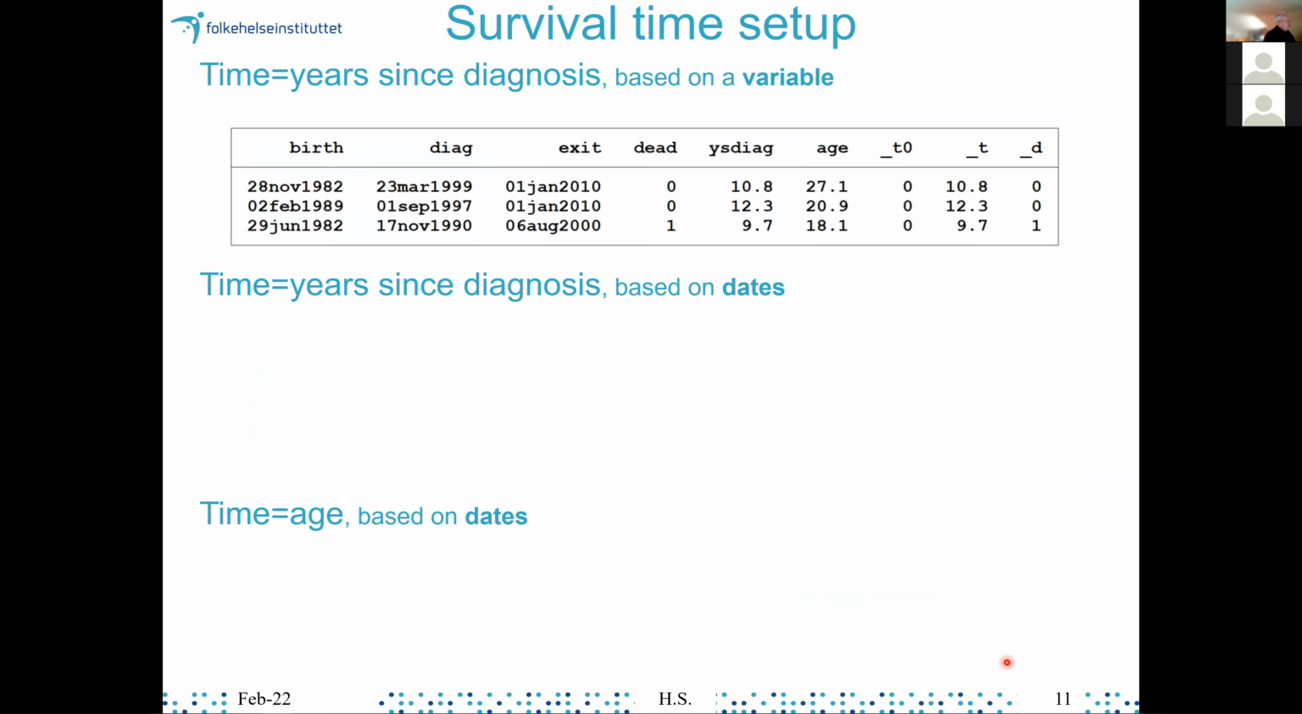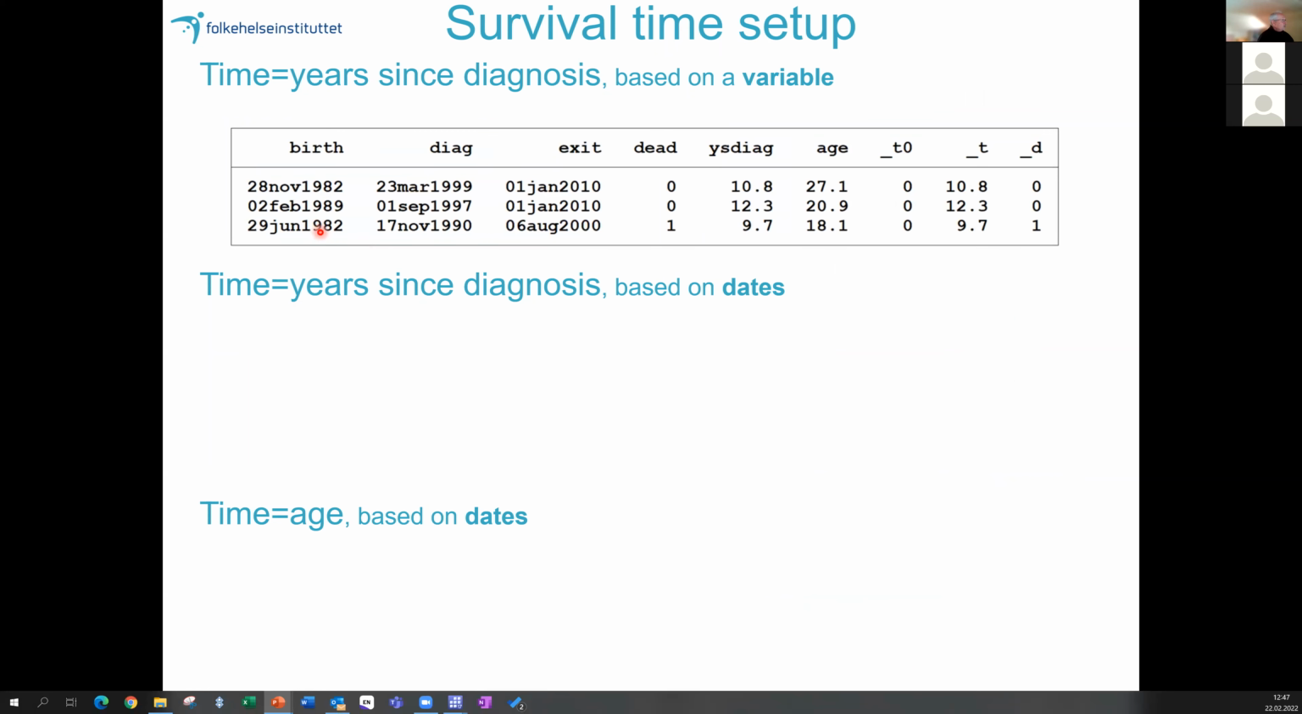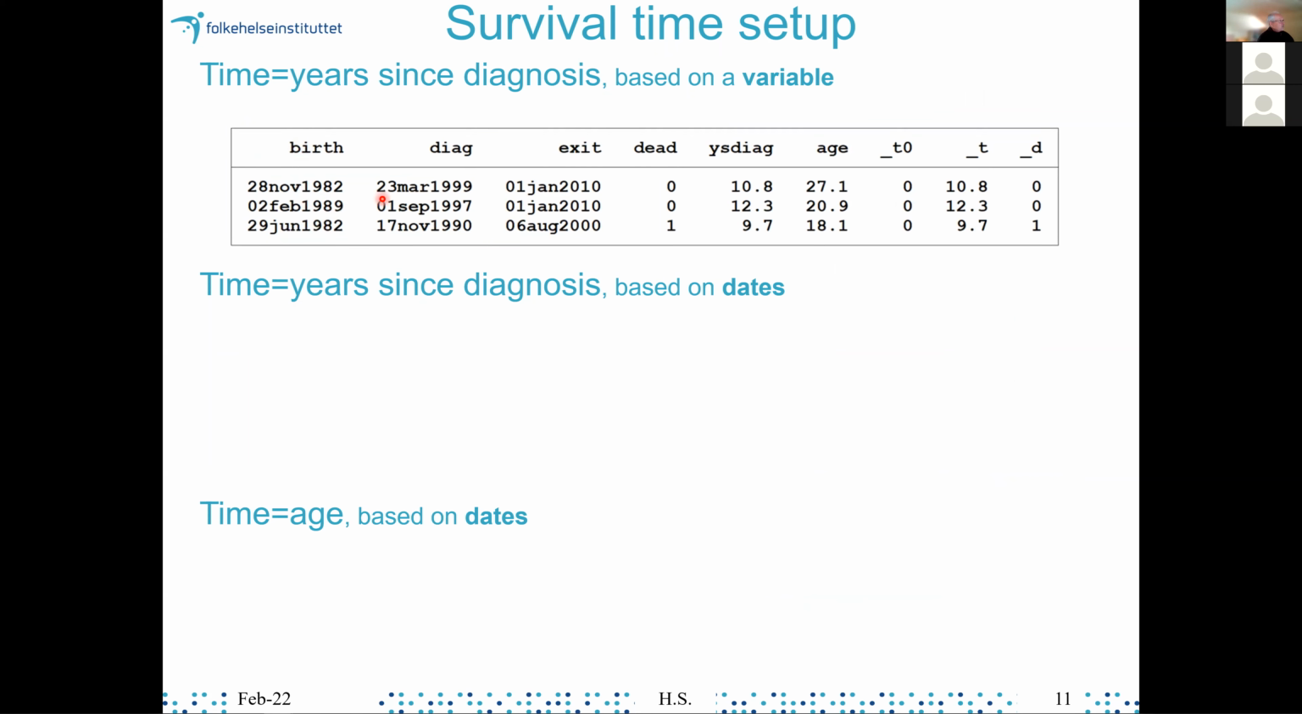So here we have our data set. Again, this is just three people that I've shown here. So this is the date of birth, this is the date of diagnosis, and this is the date of exit for these three people. This is the event indicator, dead or not. And then I have one variable that's measuring years since diagnosis. If you take this exit minus diagnosis, you get 10.8 years, 12.3 years, and so on. This is the age at diagnosis.